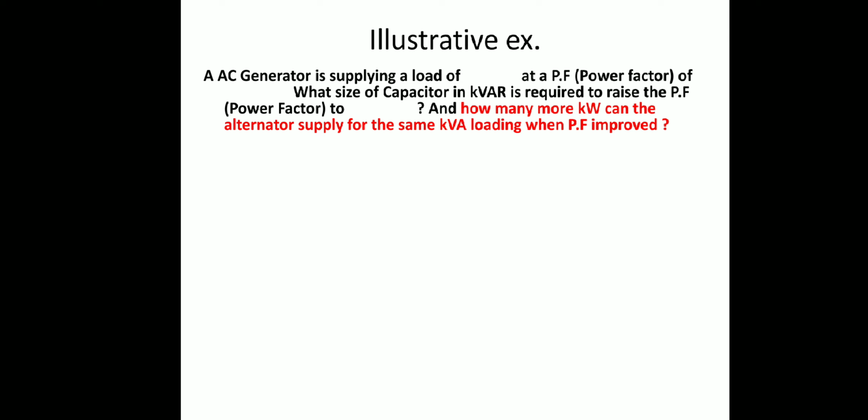Let's take an illustrative example for this purpose. An AC generator is supplying a load of 650 kilowatt at a power factor of 0.65. We have to find what size of capacitor in kVAr is required to raise the power factor to unity, and how many more kilowatt can be supplied by the alternator for the same kVA loading when the power factor is improved. As we know, by improving the power factor, we can also supply more active power to the system, or say to the load.